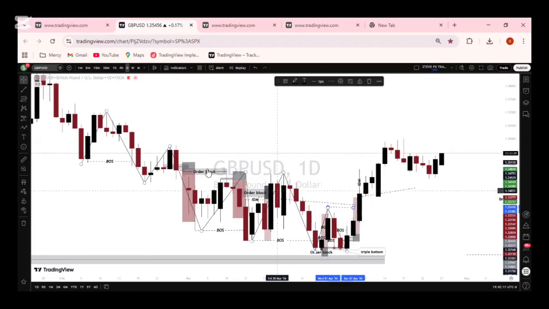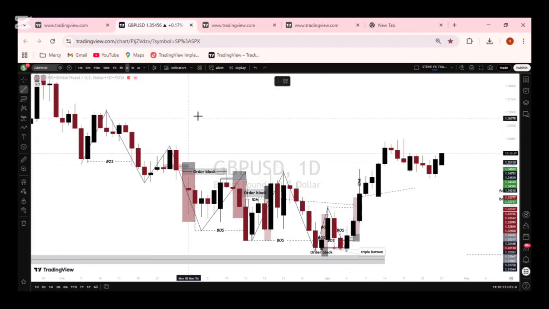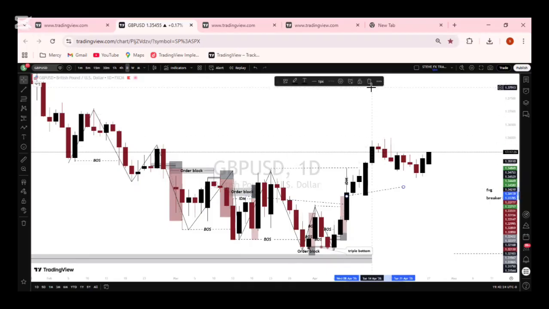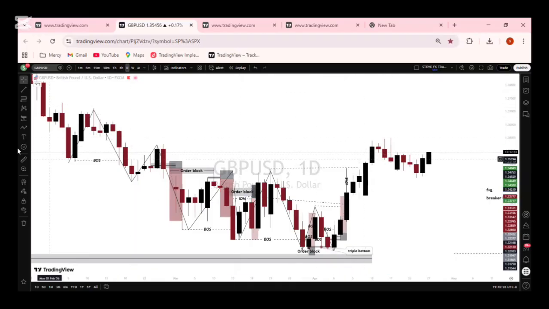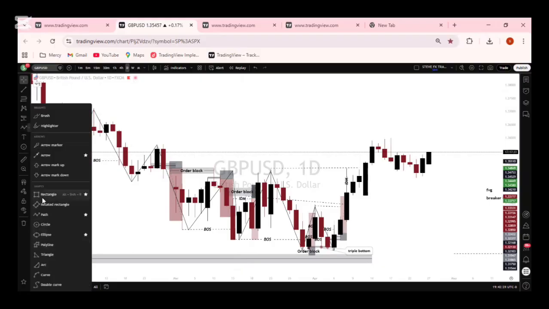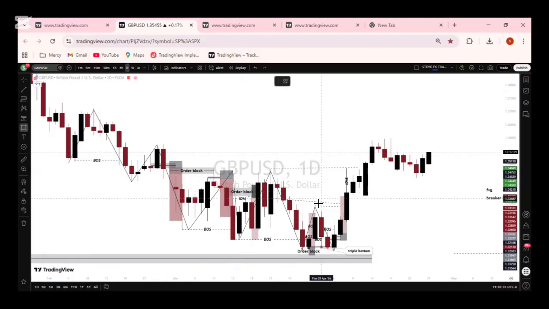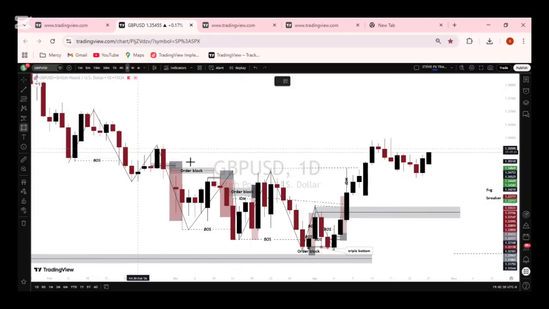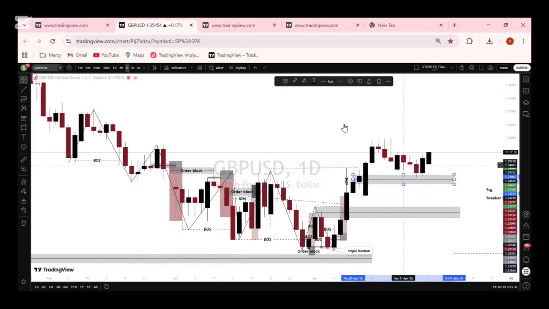Then we saw an MSS, which is market structure shift, and then we had a change of character. All right, we have a change of character. So now we indicate our point of interest. So if I am indicating point of interest is from here, we have this zone, which was our extreme, and also we had another block around this area as well.